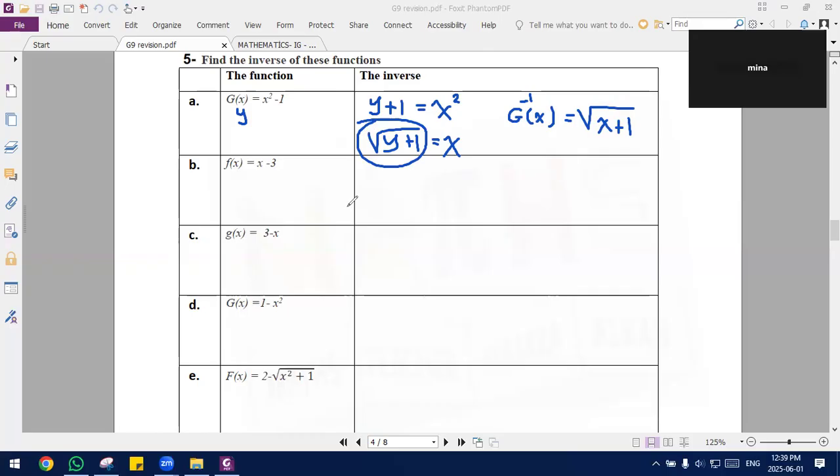Now, next one is very simple. What did we say in the first step? We call it y. Then y plus 3 equals x. Now, x is the subject. So now how do I write the final answer? We write f inverse x. We bring back the name, but with inverse. f inverse x is equal to? We said y, we write it back as x. x plus 3.